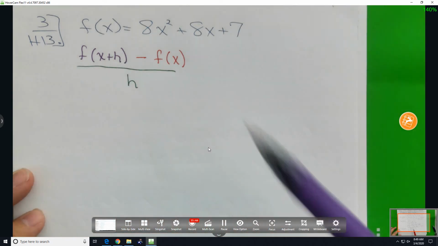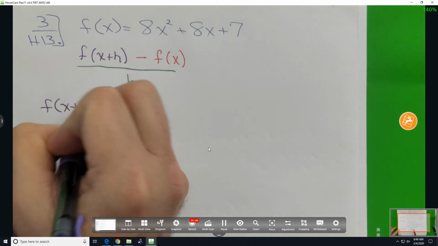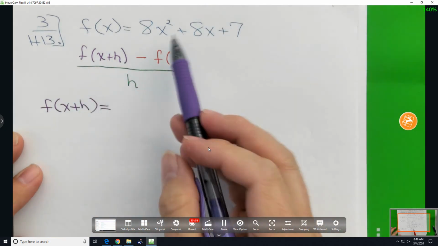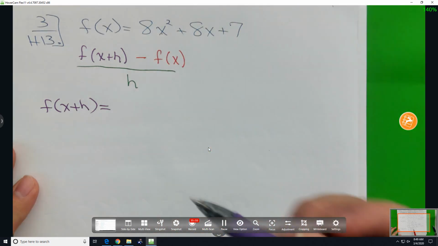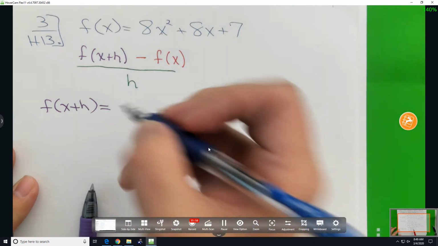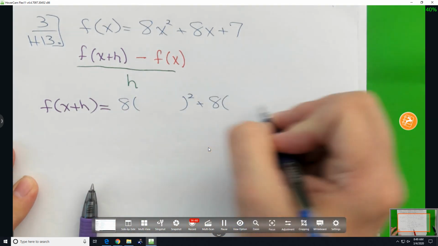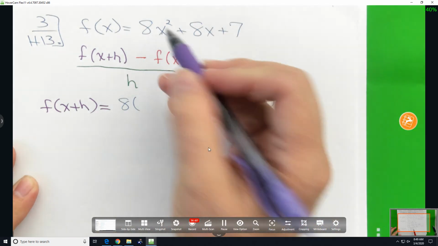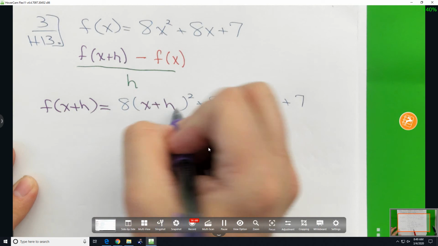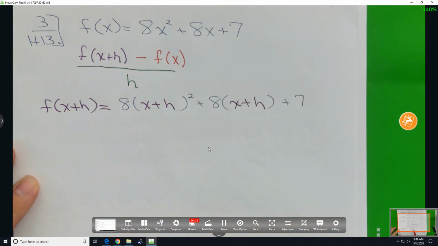f of x plus h, let's do that first. That says come up here to my function f, and wherever I see a variable, I'm going to replace it with x plus h. I agree. So I'm replacing the variable here with x plus h, and that second x I replace with x plus h. Oh, shoot.